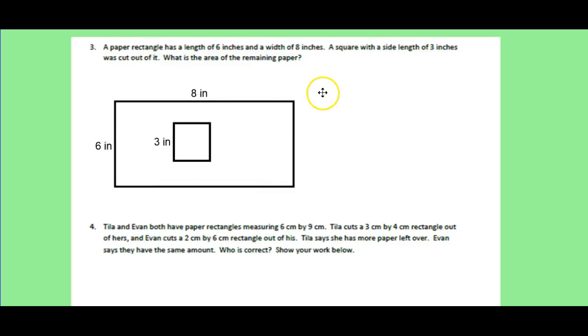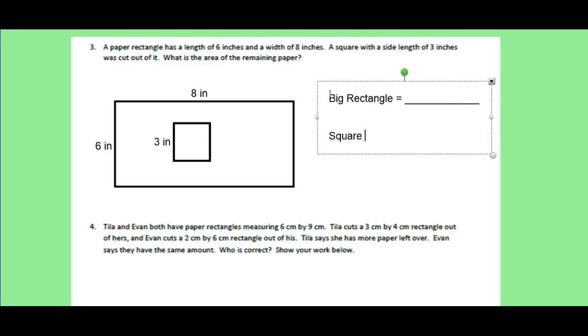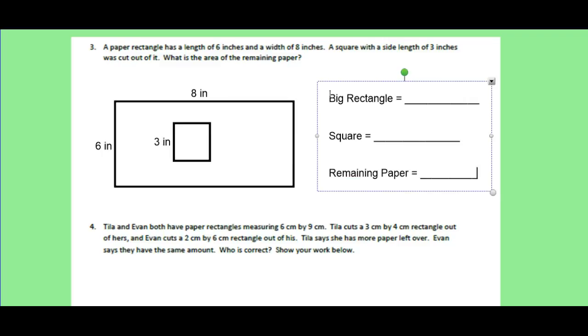Okay, so I'm going to kind of do what we just did right here. We've got big rectangle. That's going to be equal to an area. We've got square. That's going to be equal to an area. And then we've got the remaining paper. So I want you to write those 3 down on your paper. Push pause if you need to do that, and push play whenever you have it written down.